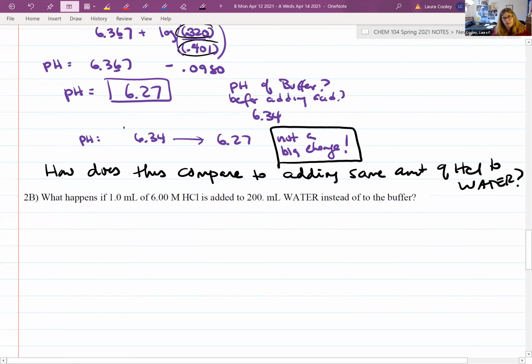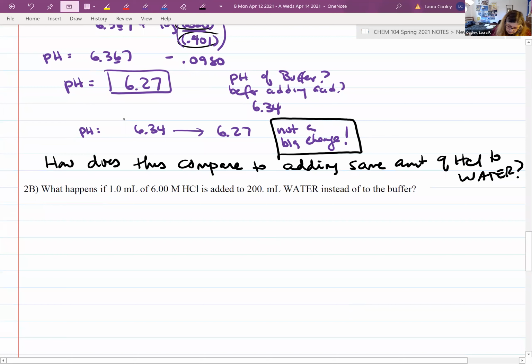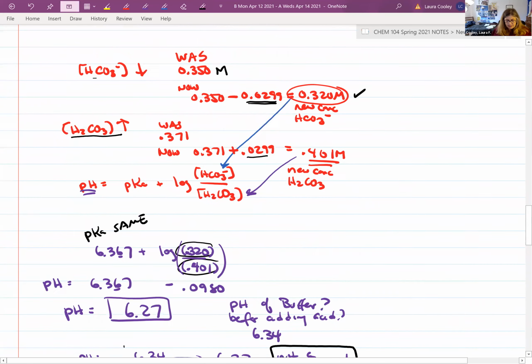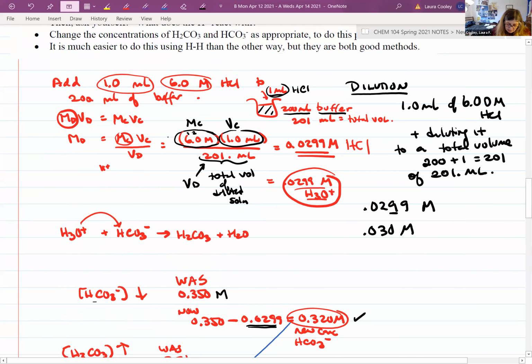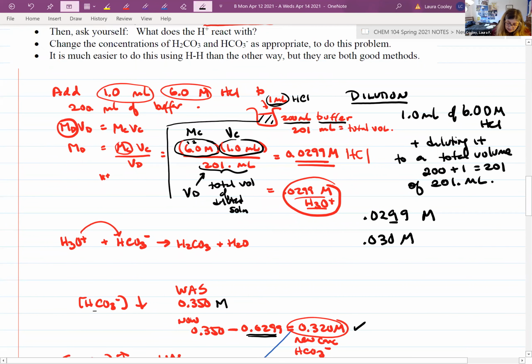So let's figure that out because we know how to figure that out. So basically we're asking, if you dilute 1 milliliter of 6 molar HCl and you add it to 200 milliliters of water, so you end up with 201 milliliters, what's the concentration of H3O plus in that solution? Well, we already calculated that. It's the same exact dilution calculation as we did here.